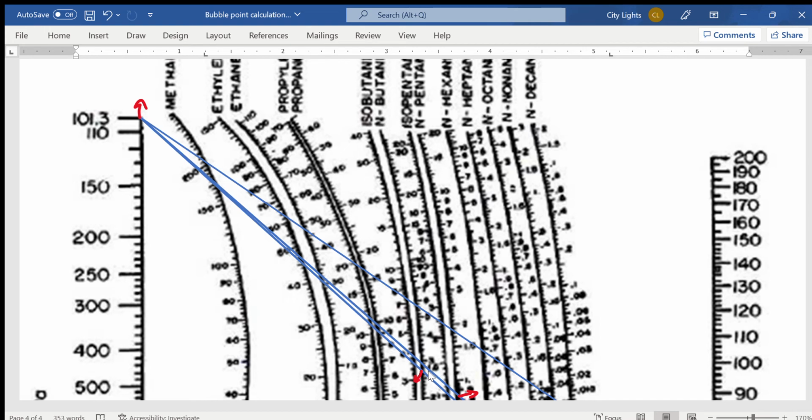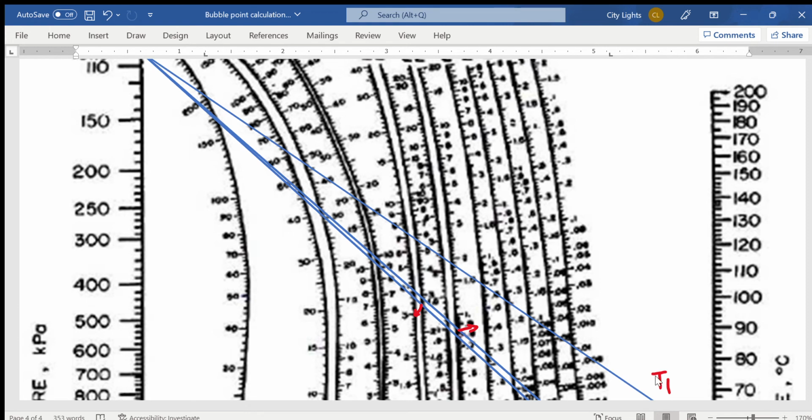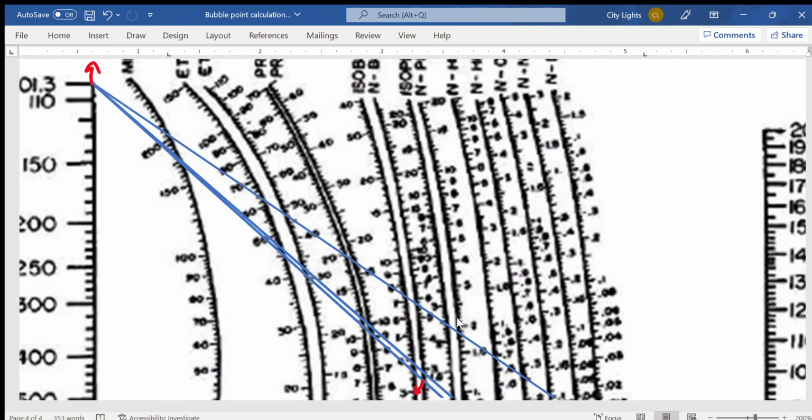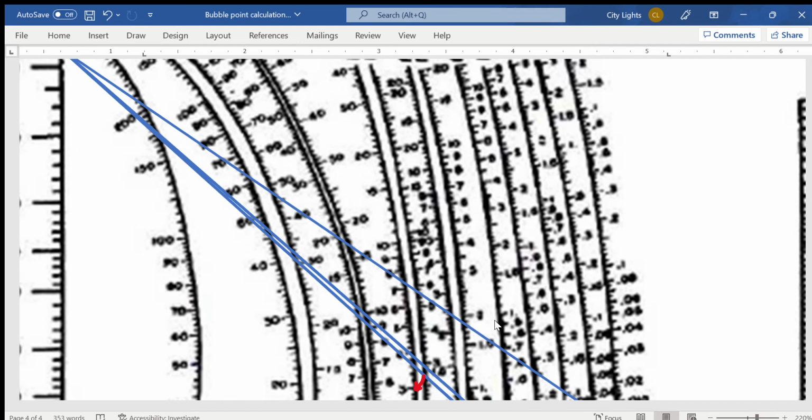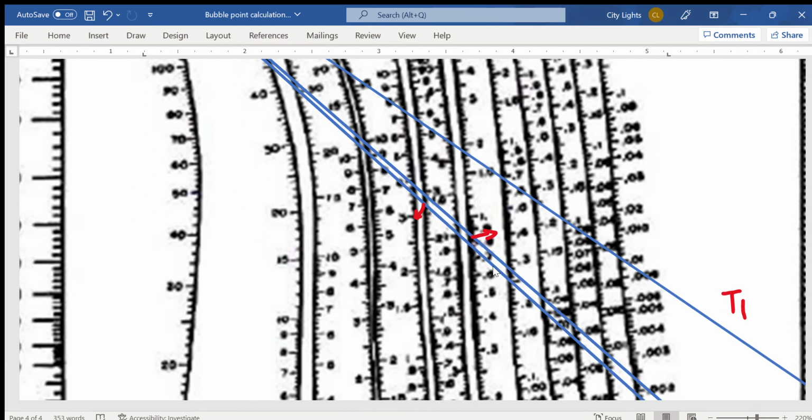No, not this one. This one is 0.76 over here. Let me increase the magnification. Where is N-pentane? Yes, here's N-pentane over here. Now this is 0.3, 0.4, 0.6, 0.8. Yeah, this is 0.8 over here. You can see this one is 0.8 over here, this one 0.7 over here. So 0.76 comes somewhere over here, and this is how I have connected this line.